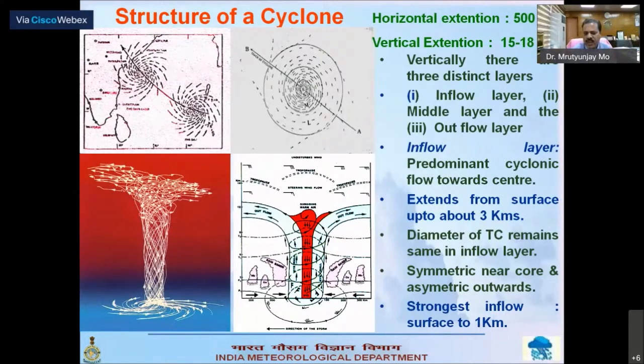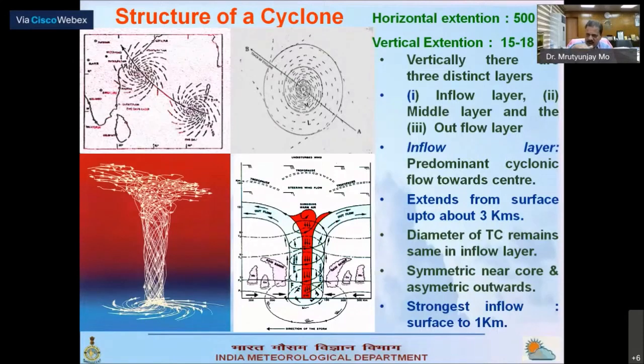This inflow layer extends up to about a 3 kilometer height, and the strongest wind occurs at about a height of 1 kilometer. It is because in the lower level atmosphere, near the surface of the earth, there is friction. There are many land surface processes. So therefore, wind speed decreases at the surface of the earth.